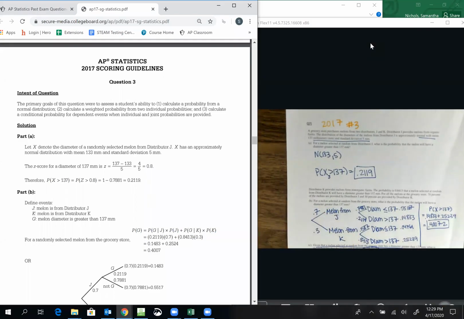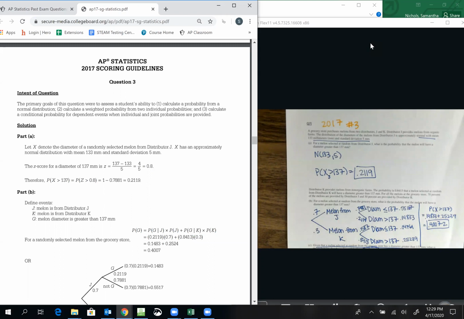So this FRQ is from 2017, number 3. A grocery store purchases melons from 2 distributors, J and K. The distribution of diameters of the melon from J is approximately normal with a mean of 133 and a standard deviation of 5.